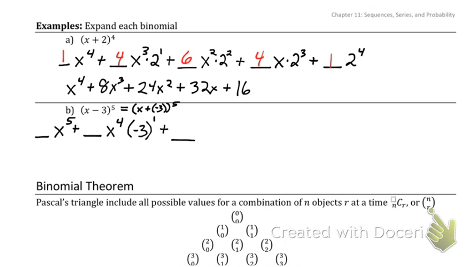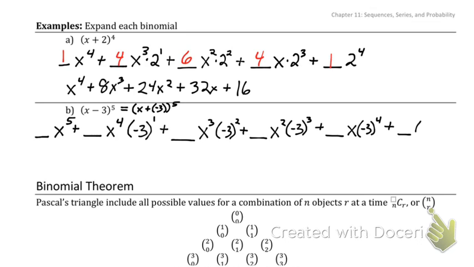Then we're going to keep that pattern where x drops in power, so we have x^3, (-3)^2, plus our coefficient times x^2 times (-3)^3, plus our missing coefficient, x times (-3)^4, and finally our x's drop out, and we're just left with (-3)^5.